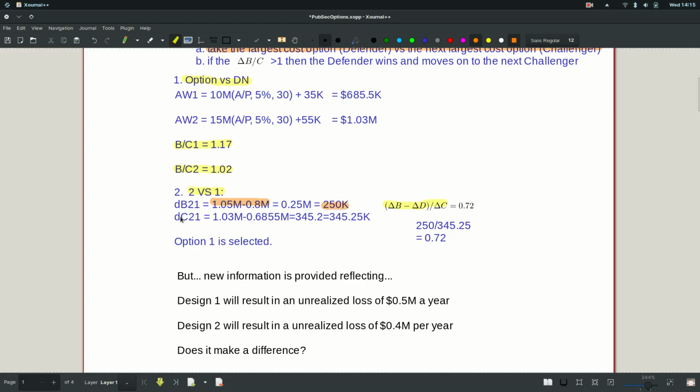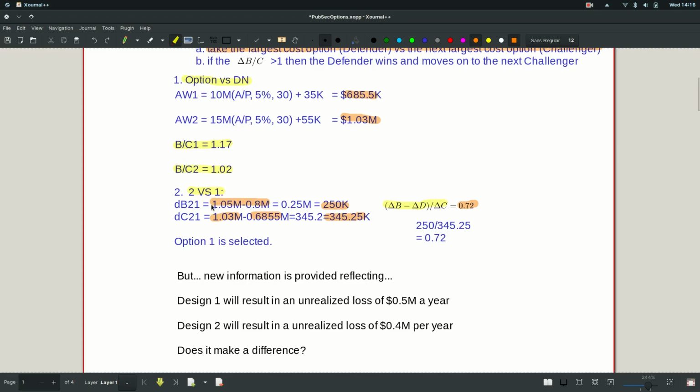Now we're going to look at costs. So we take the cost of option 2, which we calculated over here, and subtract out the cost of option 1, which is calculated here, and we get 345. So the ratio between those is 0.72. So you will note that is less than 1. Since this is less than 1, then we choose option 1. So option 1 is selected.